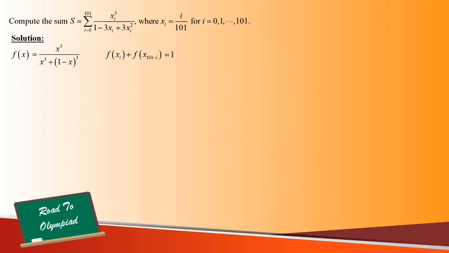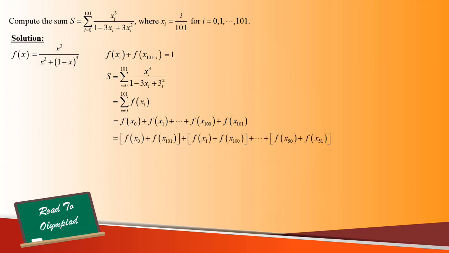With the information we obtained just now, we are now ready to compute the sum S, which can be written as the summation of f(x_i) from i is equal to 0 to 101. This is the same as finding the sum f(x_0) plus f(x_1) until f(x_100) plus f(x_101). We can rearrange this as f(x_0) plus f(x_101) plus f(x_1) plus f(x_100) until f(x_50) plus f(x_51).